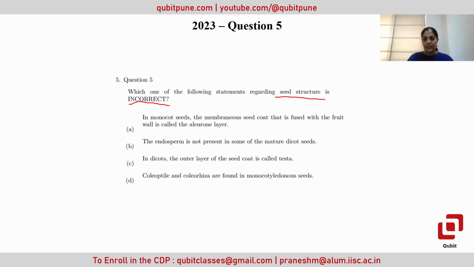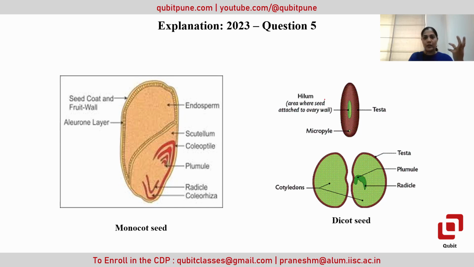So this question is based on the plant physiology part. We have to find out the incorrect statement for the seed structure. So firstly, you need to find out the seed structural part. I have included this particular diagram. The monocot seed and dicot seed have different kinds of layers and structures. If you can remember this particular structure, then we can answer this very easily.